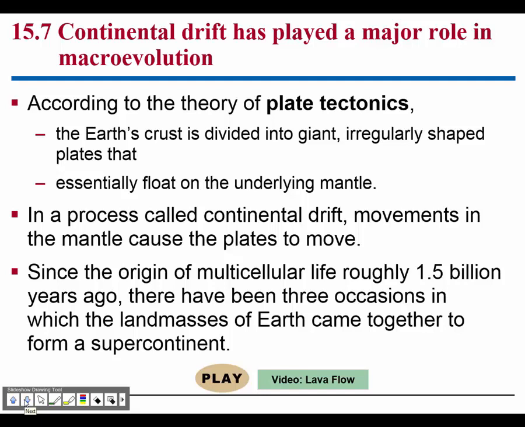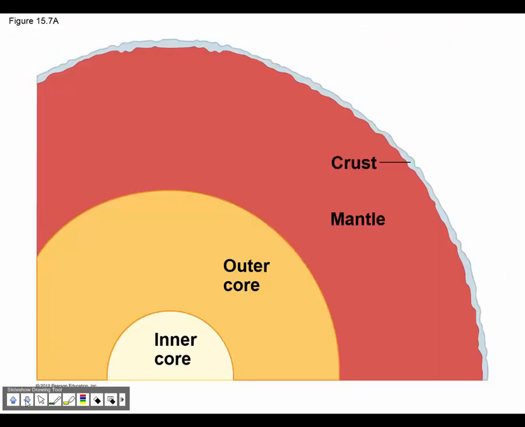So, macroevolution, how does this occur? Well, plate tectonics, right? This idea that the land masses can kind of move around, and if you look at it, it's got stitches like a baseball. So these plates kind of move around, float on the underlying mantle, and they call it continental drift. And then there's the idea of Pangea. There have been 3 occasions in which the land masses of Earth came together to form a supercontinent.